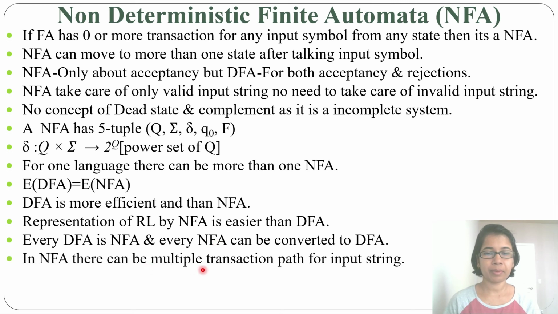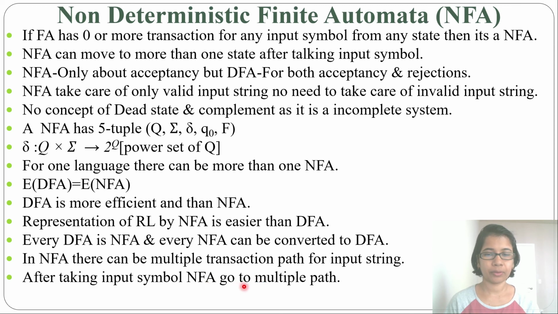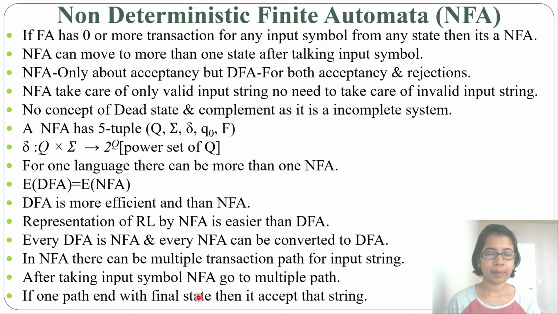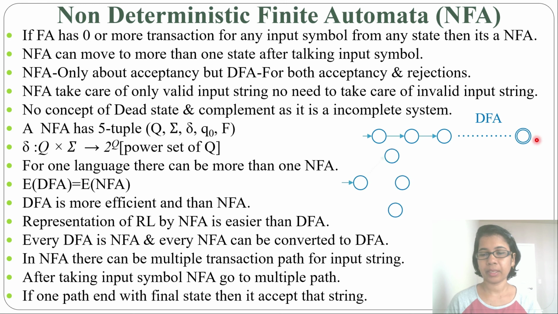In NFA, there can be multiple transition paths for an input string. After taking input symbol, NFA goes to multiple paths, and if one path ends with a final state, then it accepts this string. If any one path ends with the final state, then it will accept this string. So just a diagram representation. This is a DFA. So in DFA for any string there is just one path, but in case of NFA there will be multiple paths. And if one path ends with the final state, then it accepts the string. Like here you can see this path ends with a final state, so it accepts the input string.